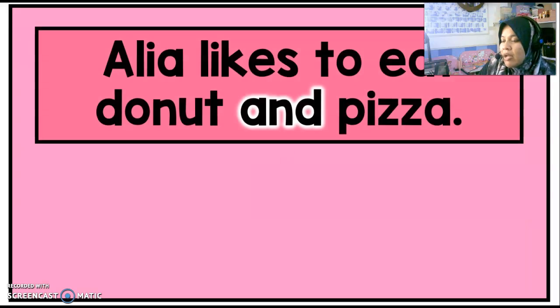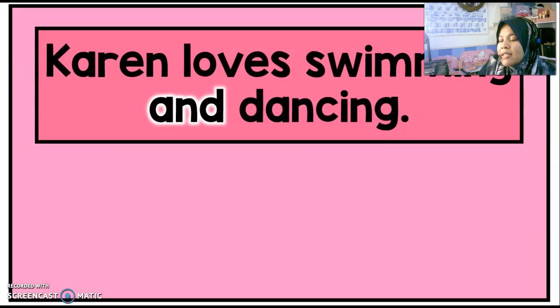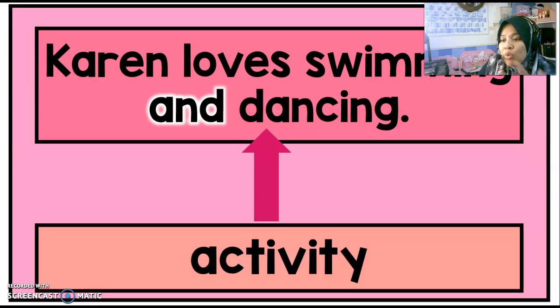Okay, next kita tengok the example. Okay, Alia likes to eat donut and pizza. Kenapa kita pakai and? Because donut and pizza are food. Okay, next is Karen loves swimming and dancing. Kenapa kita pakai and? Why do we use and? Because swimming and dancing are activities. Okay, alright, so simple kan, senang.